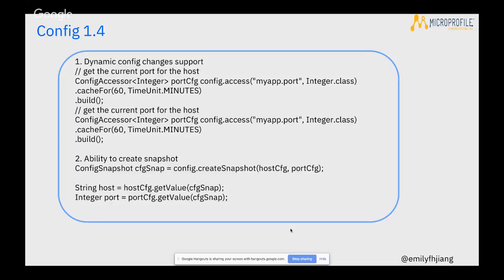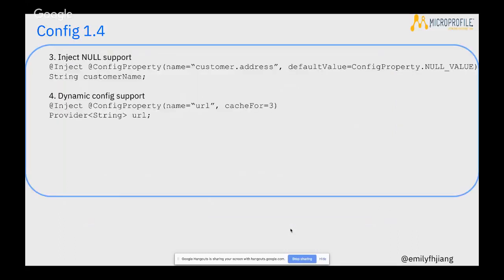So you can create a snapshot. You can do a config.createSnapshot, and then that snapshot will be just a fixed value. You can always get the host config by the time you take the snapshot and so on. And then the other change is you are allowed to inject null into the config. So for the customer address, you can say, okay, if it doesn't exist, I inject a null into the customer address.